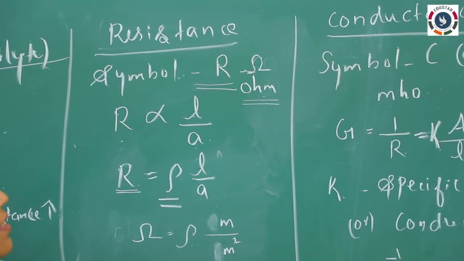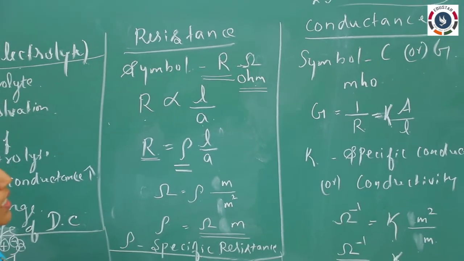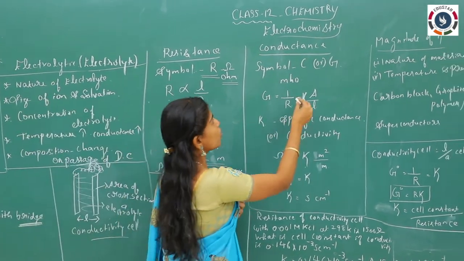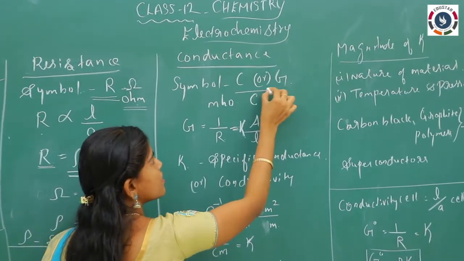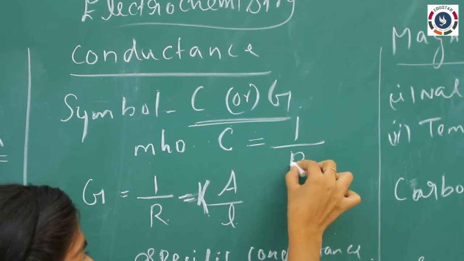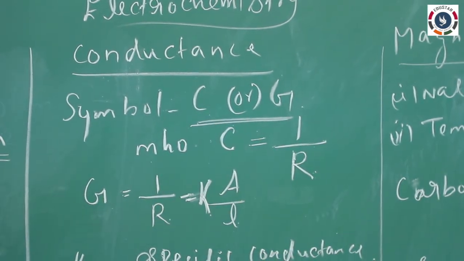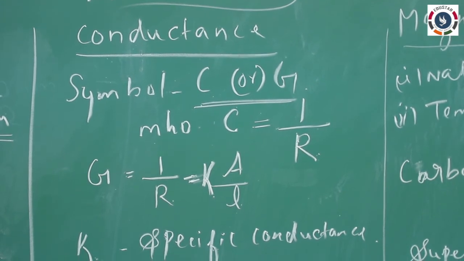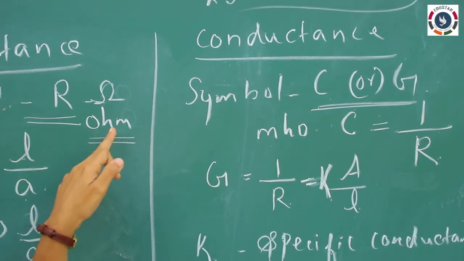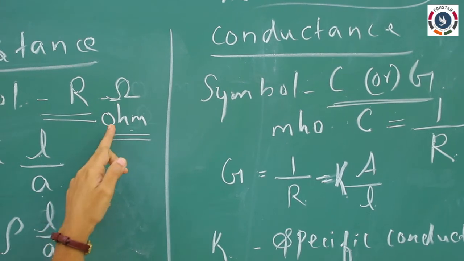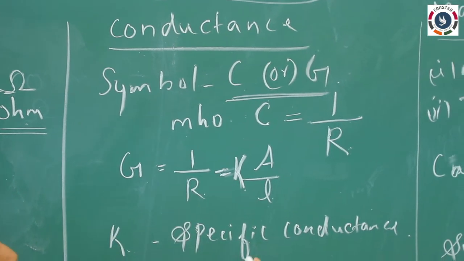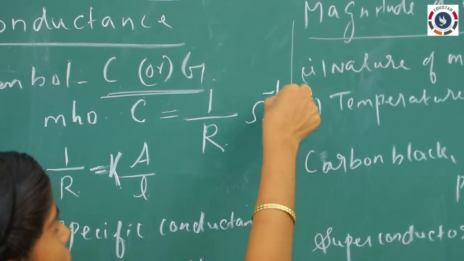Now, since resistance is the hindrance to the conductance, conductance is just the reciprocal of resistance. The conductance symbol is C or G. Conductance is the reciprocal of resistance, and the unit is also in reverse manner. The unit of resistance is ohm; say it in reverse manner, mho. So we get the unit of conductance as mho. We can also indicate it by the symbol ohm inverse.